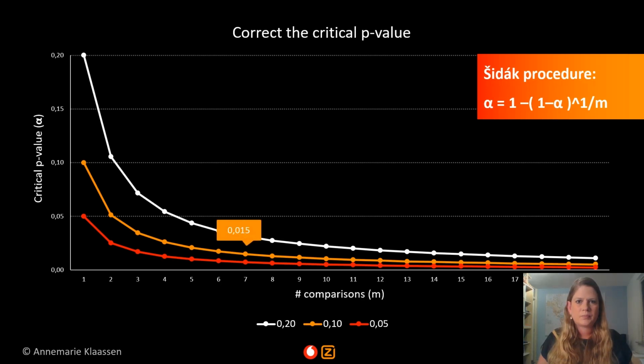So in case you want to make 7 comparisons, you need to use a p-value of 0.015 instead of 0.1, which you can see is far more strict. But if you then find a winner, you will only have the risk of calling it a winner and not being a winner of 10% instead of 52%.